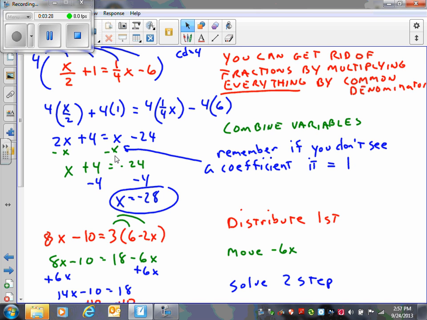So I'm subtracting 1x from both sides. 2x minus 1x is not 2, the x's. It's like $2 minus $1. It's $1. So 2x minus x is 1x. I still have the 4. Notice, on the right side, I still have minus 24. That minus sign didn't go anywhere. So I got a one-step equation, x plus 4 equals minus 24. I subtract 4 from both sides. Minus 24 minus 4 is minus 28.